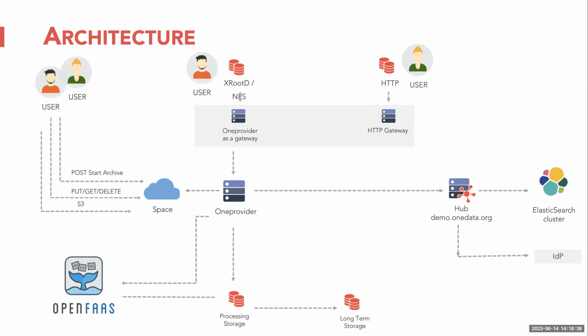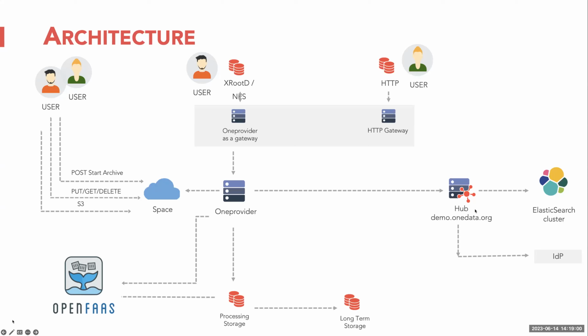Okay, so typical architecture, what I was saying about that is we have the deployment, the provider, which has OpenFaaS, and people can push the data using the REST API or S3, or there is an OpenFaaS function which is able to start downloading the data from the internet.